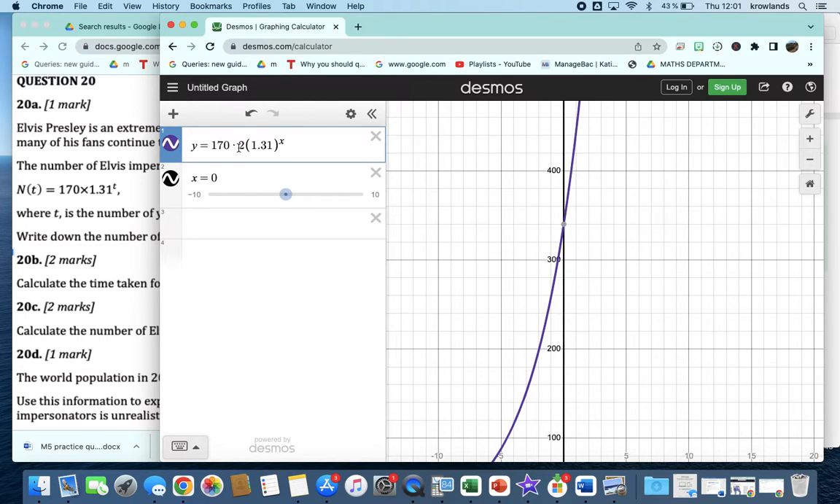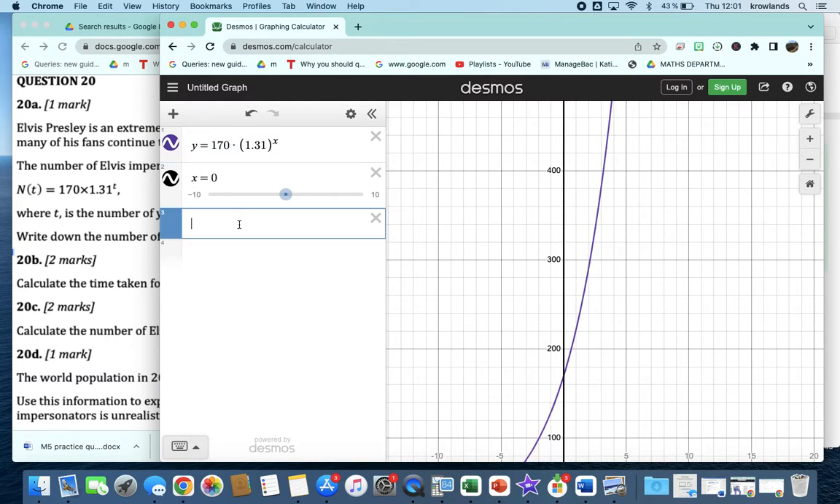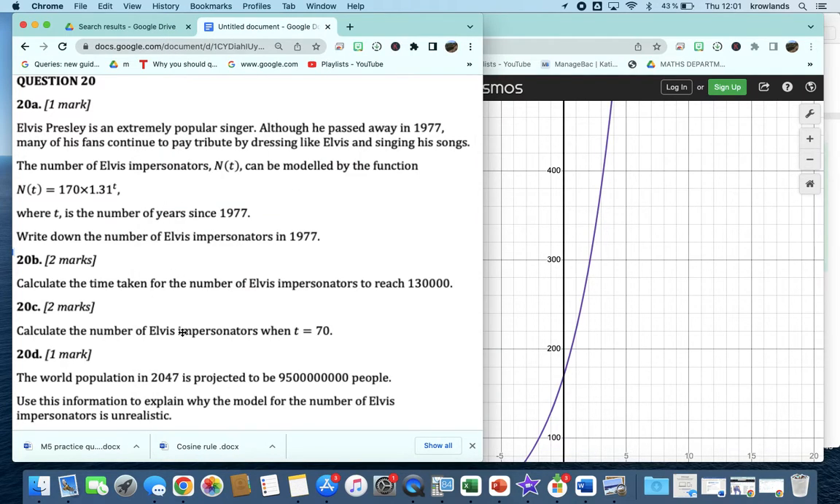And this is because we've times it by 2, so actually this number here changes to 340. Let's go back to the original function, which was 170 times 1.31 to the power of x. You can see that the y-intercept simply is the number on its own, or the a. So if we were thinking about y equals ab to the power of x plus c, the y-intercept is always a and the asymptote of the graph is always a plus c.